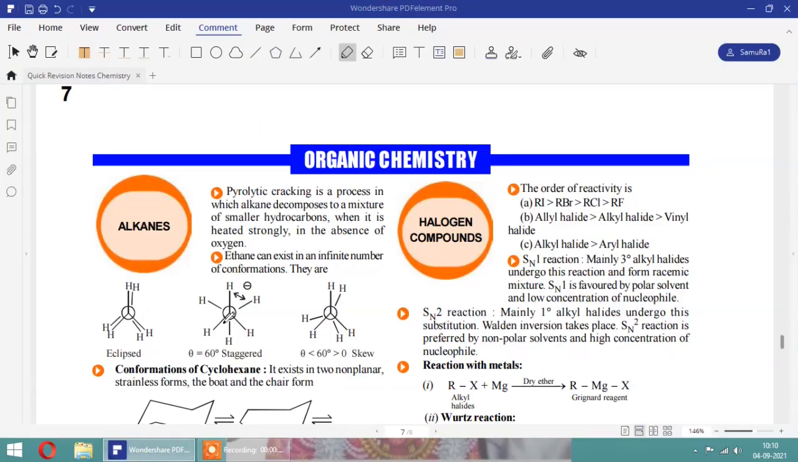Organic chemistry, quick revision notes. Alkanes. Pyrolytic cracking is a process in which an alkane decomposes to a mixture of small hydrocarbons. Large hydrocarbons breaking into small hydrocarbons is called cracking, when heated strongly in the absence of oxygen.